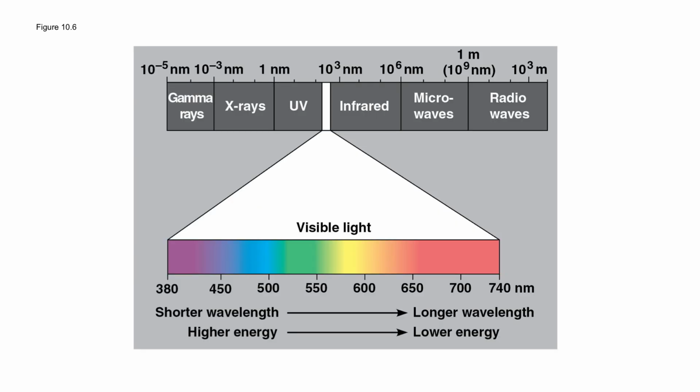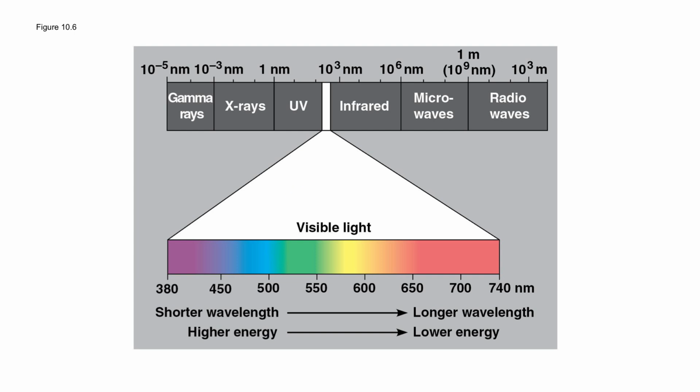In this figure, you can see the entire electromagnetic spectrum. It consists of many different wavelengths, most of which we cannot see. However, between 380 and about 750 nanometers, we see visible light. So this is where visible light is on the electromagnetic spectrum. This is also where the light energy that is going to assist in photosynthesis would be found.